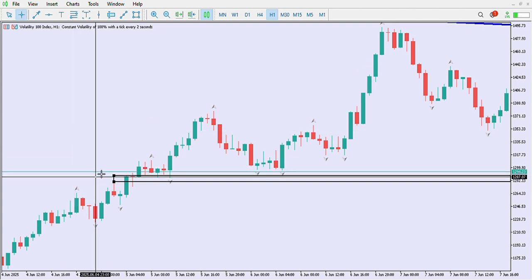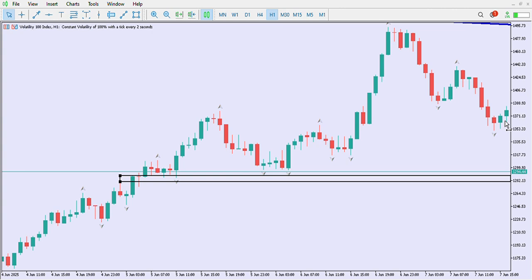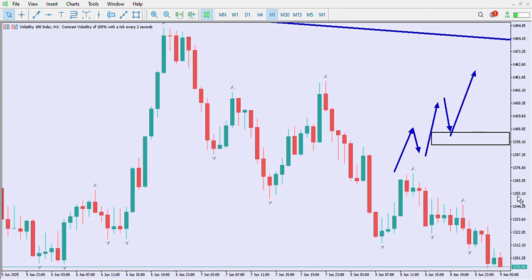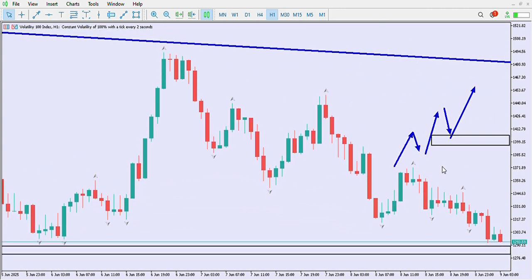I want to see the market coming to 1287. So I can set my buy limit at 1287. 1287 should be my buy limit. Then I look for, maybe I risk $10 to get $20. Or if you have a $20 account, you can risk $20 to get $40. That's how it is.